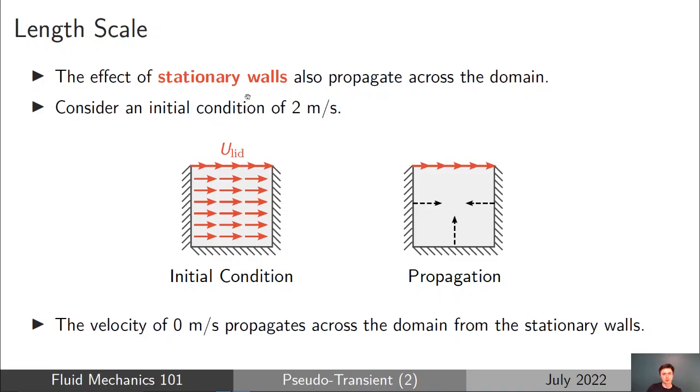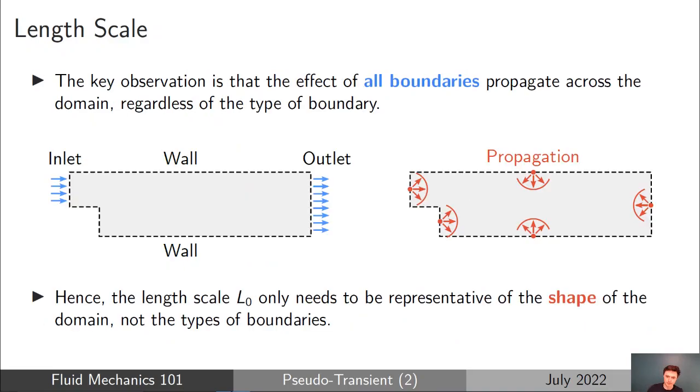So this is a really important observation for us when we're trying to come up with some characteristic length for our CFD domain. The effect of stationary walls also propagates across the domain, depending on the initial condition. And this statement generalizes to the key observation that when we start our CFD calculation from our initial condition, the effect of all boundaries is going to propagate into the domain, and eventually propagate across the domain until the solution fully develops and satisfies conservation of mass, momentum, and energy.